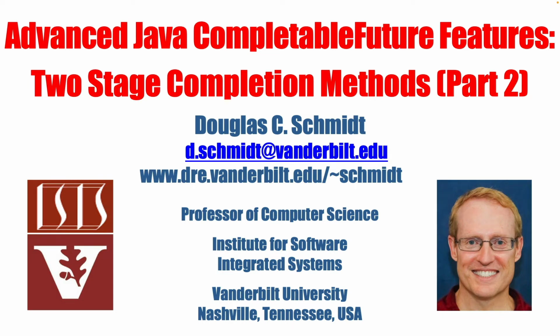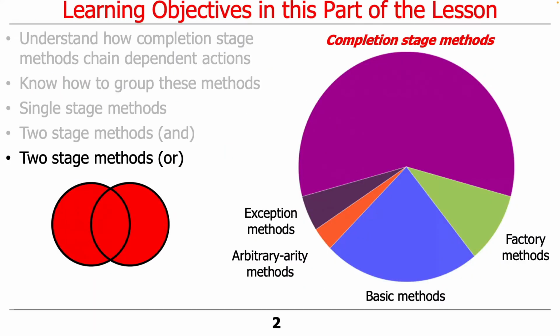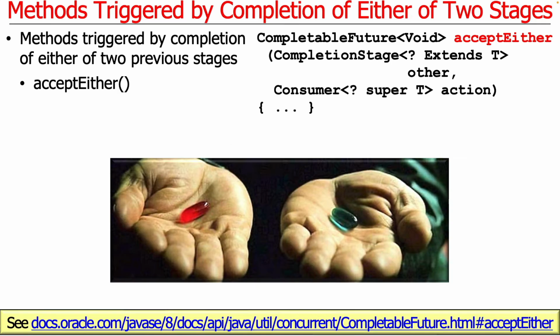We're now going to cover part 2 of our lesson on two-stage completion methods. And as you'll see, these are going to be methods where the action will run when the first previous stage finishes, or the second previous stage finishes. So in essence, it's really like the concept of a logical disjunction. It's an or. It'll run in either case.